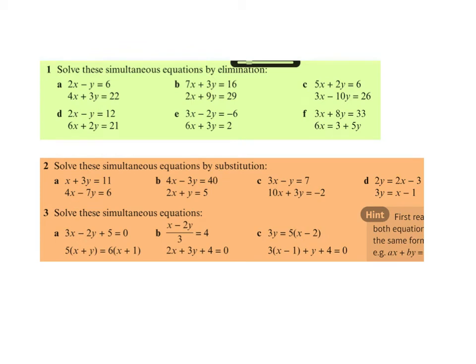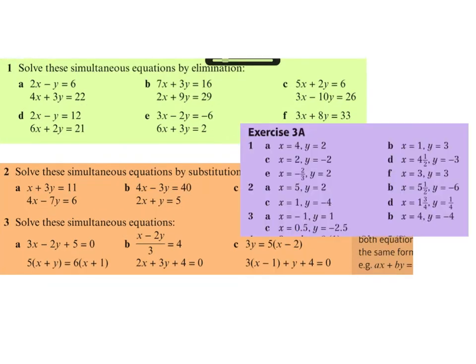Again, I really don't think we need to spend a lot of time on this. This is just a recap from GCSE. Okay, here we go. Answers are on the next page. Double check it's correct. If you're correct, then great.